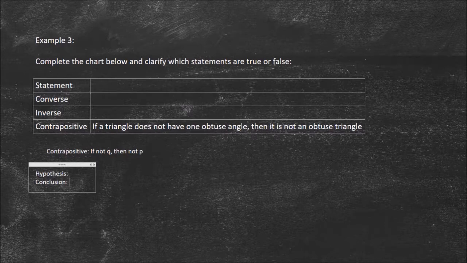So if not Q is the part that says if a triangle does not have one obtuse angle. What is the opposite? We don't want the not version, we want the positive version. If a triangle does not have one obtuse angle, the conclusion must be that a triangle has an obtuse angle.